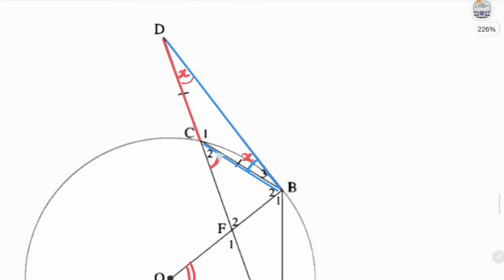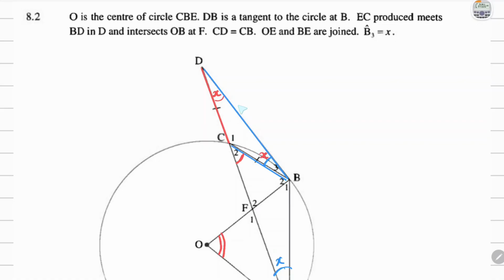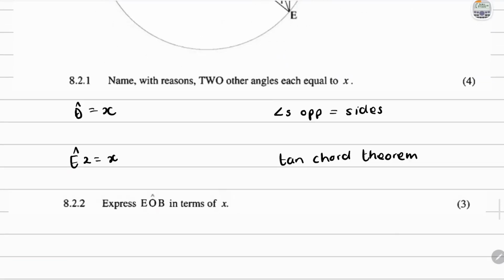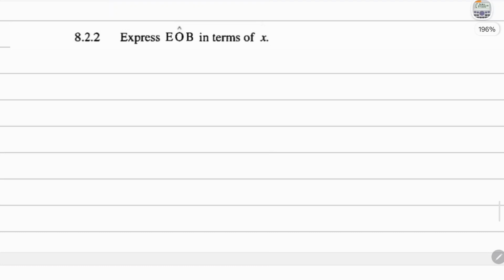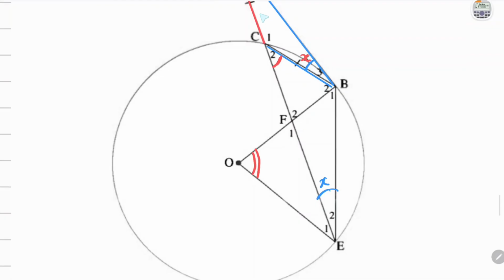Okay, so looking at angle C2, you can see this triangle that we have over here. This is an exterior angle. They're using concepts that we just used to prove that theorem. So the exterior angle of a triangle is equal to the sum of the 2 opposite interior angles. So it means that angle C2 is actually equal to 2x because it's an addition of that x and x. So let's start there by telling them angle C2 is equal to 2x, and this is because of the exterior angle of a triangle.